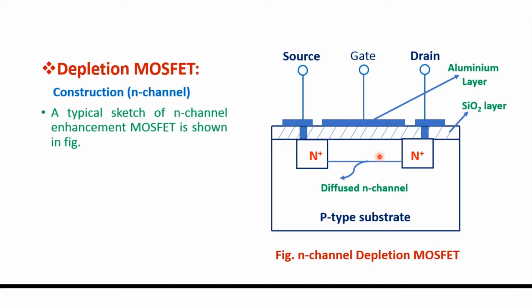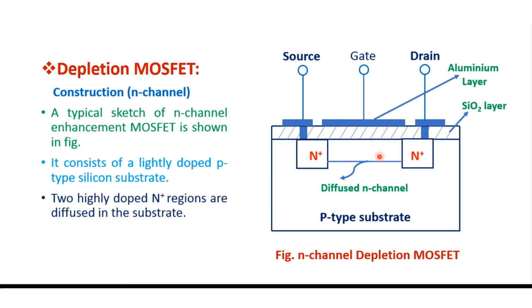So here is the typical sketch of N-channel depletion MOSFET, which consists of a p-type silicon substrate and two heavily doped N regions which are diffused in this particular substrate.